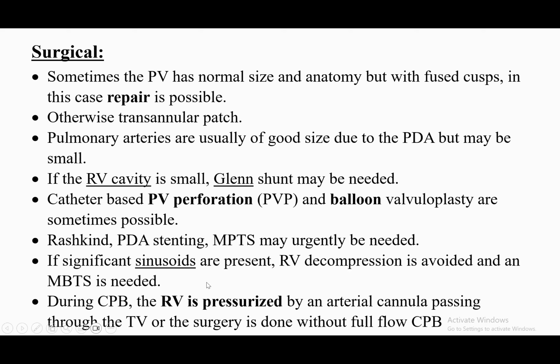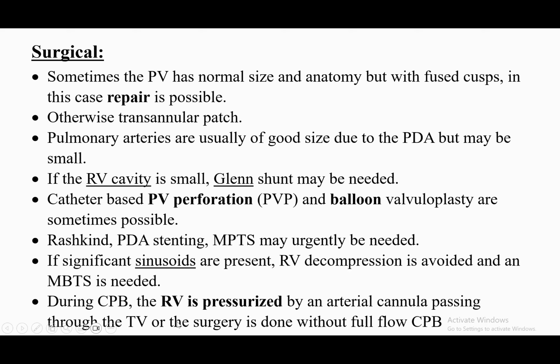So there are two solutions: either to pressurize the RV during bypass. We insert an arterial side branch from the arterial cannula to pass through the tricuspid valve to the RV. So the bypass machine would perfuse the arterial system, the aorta, and the right ventricle at the same time. This would pressurize the RV and prevent myocardial ischemia.